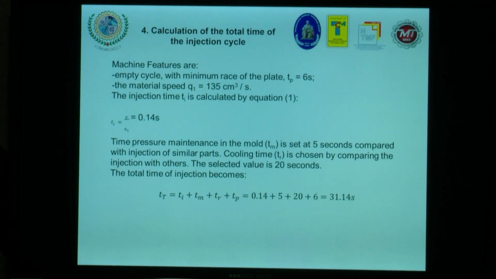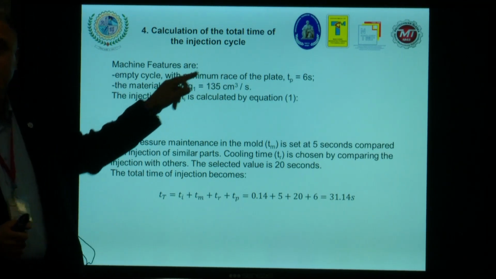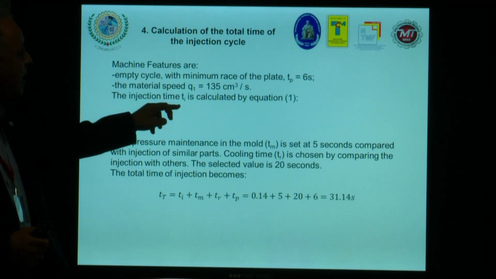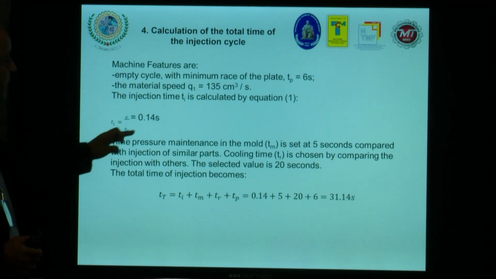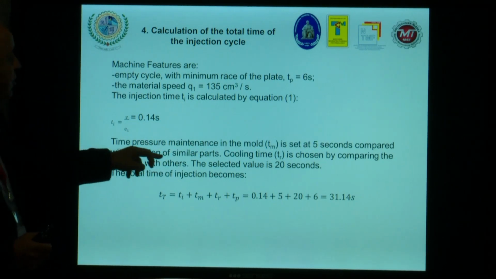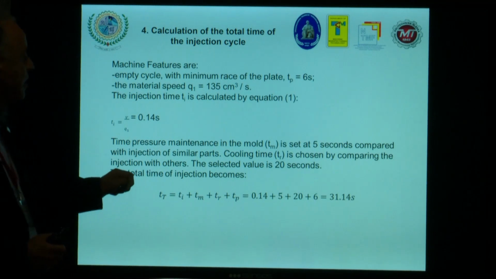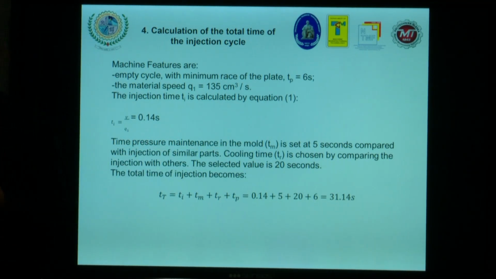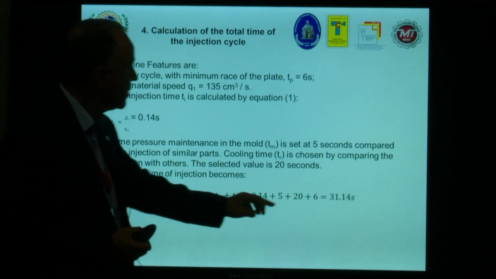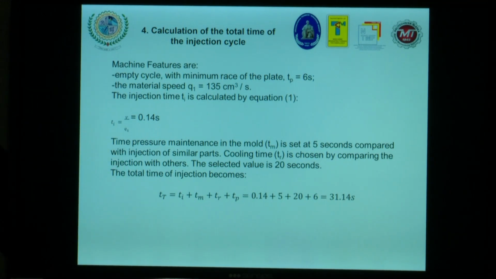Let's go to the next, which is the total time of the injection cycle. It's important to know how we can calculate the injection cycle. First we have to take into account the empty cycle, with the minimum race of the plate, 6 seconds in our case. The material speed, you can see over there, belongs to the machine, for each machine. The injection time is calculated using this relation, and afterwards we take into account, let's say, 5 seconds, similar to the injection time, for the pressure maintenance in the mold, 5 seconds, the selected value for the cooling time, but also we can make the calculus for the cooling time, 20 seconds in our case. You can see that the final total time of the injection cycle is 31 seconds. So during the 31 seconds, you will see that we will get 6 parts. We will see later.